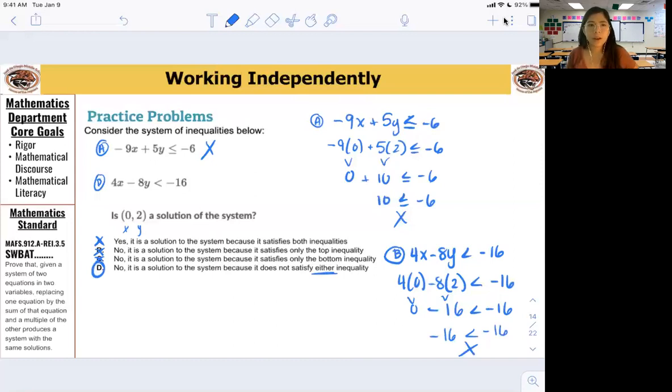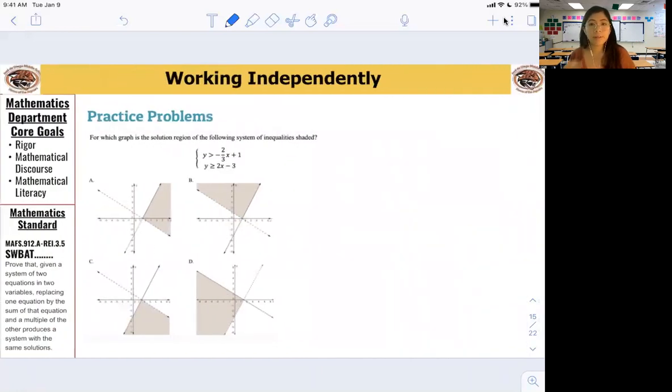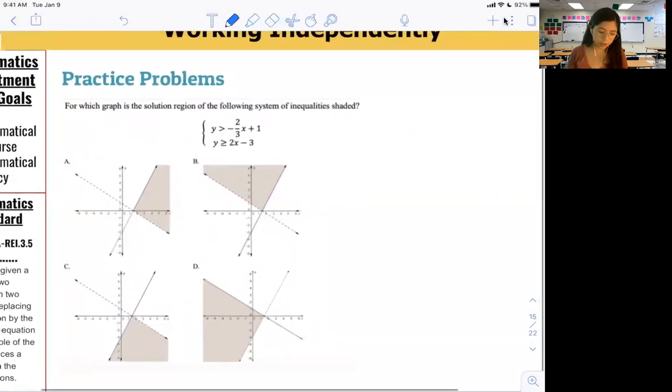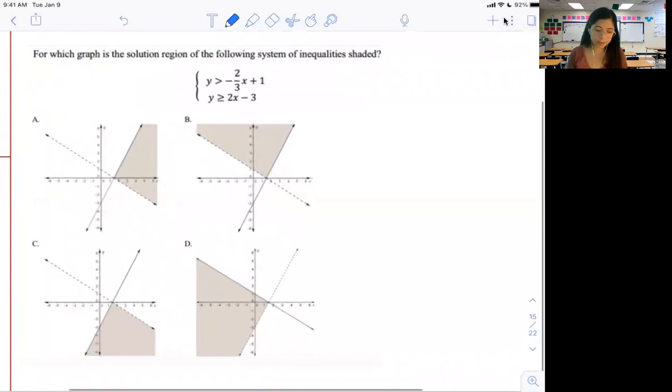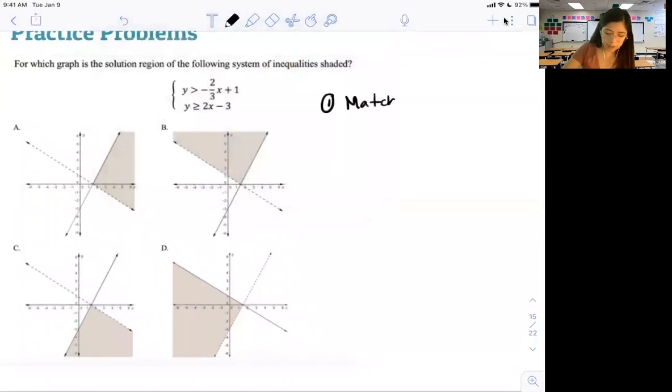Okay. I believe there was just a couple more. So here we got a graph of an inequality, and we have to match it to the correct one. Now, what can I look for? This is kind of like the way to do this type of problem. The first thing we want to do is match the lines.